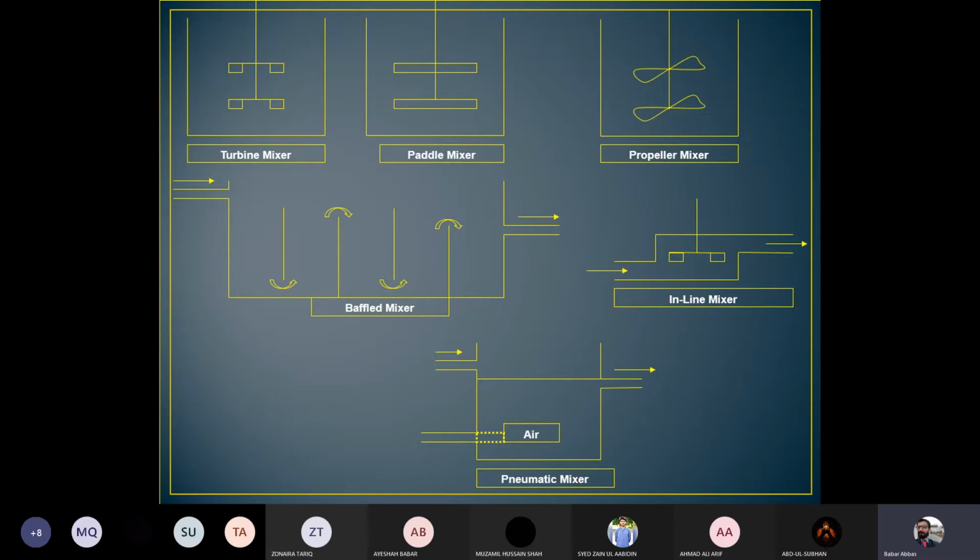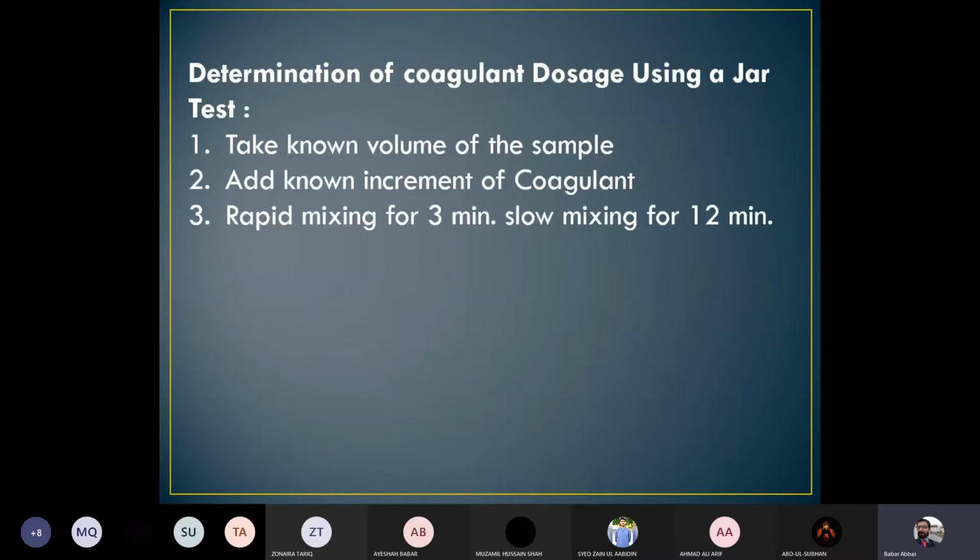So we try different aspects and different technologies to mix the water. We have to consider the energy parameter as well. We have to consider the effective addition of chemicals in the water, and we have to analyze the effective mixing of the chemicals in the water sample, so that the water may be free from physical turbidity.